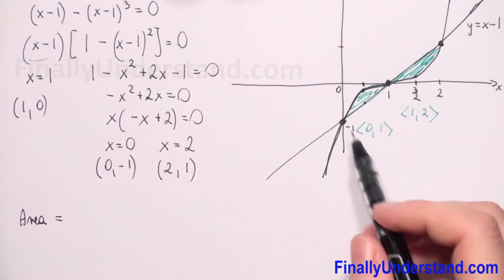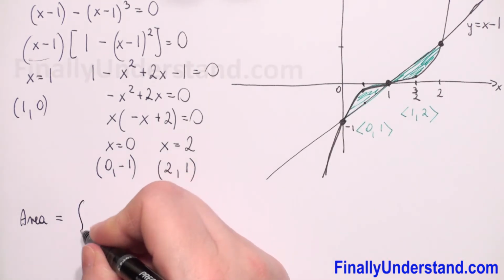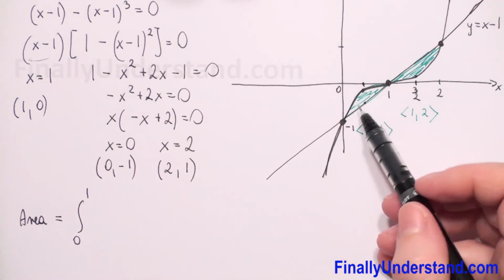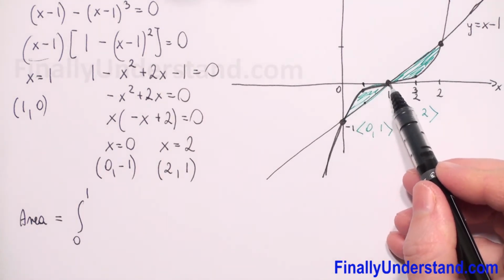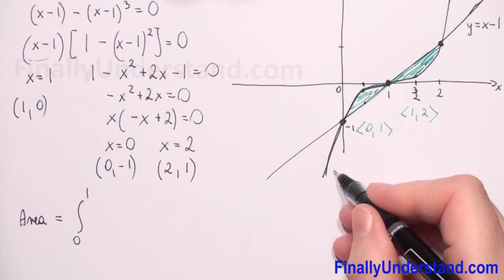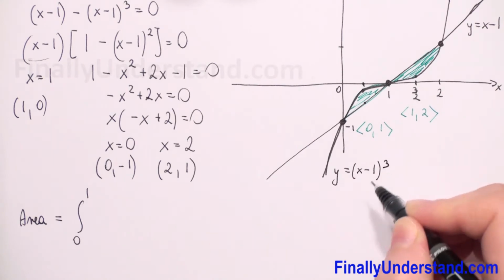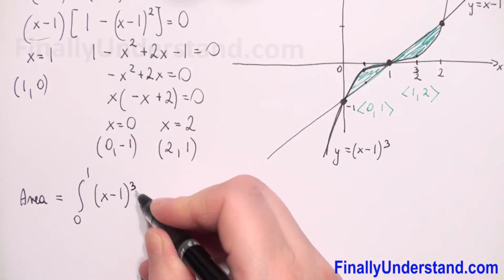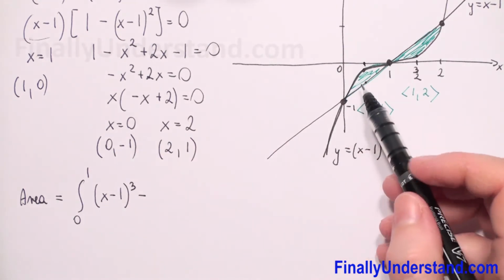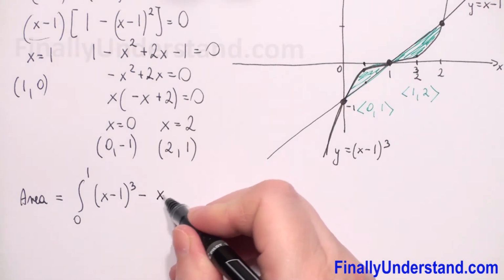will be equal to, we will have the integral from 0 to 1 first. And in the first interval, the upper function is this, our y equals (x minus 1) to the third power. So we have (x minus 1) to the third power, and we have to subtract the lower function. The lower is x minus 1.